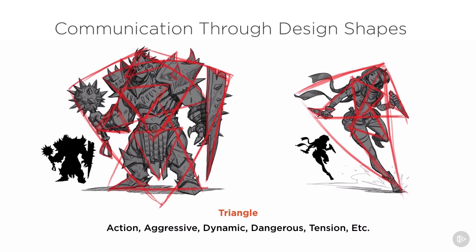The rogue, on the other hand, is made up of delicately stacked triangles that are off balance from one another, and that teeter on a single point. This gives her design the feeling of movement, speed, and dynamism, which gives us a sense of her quickness and agility.